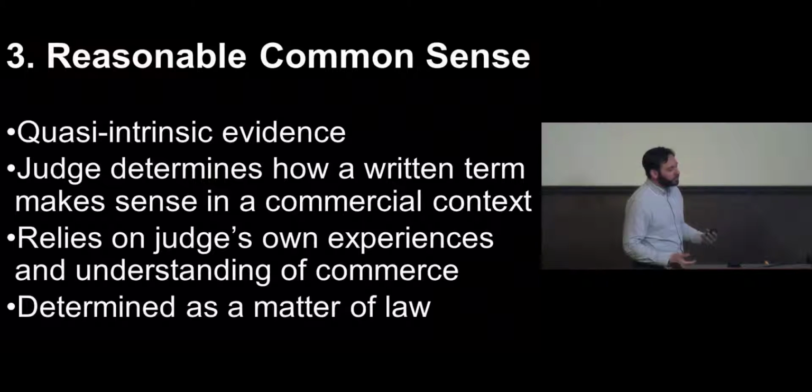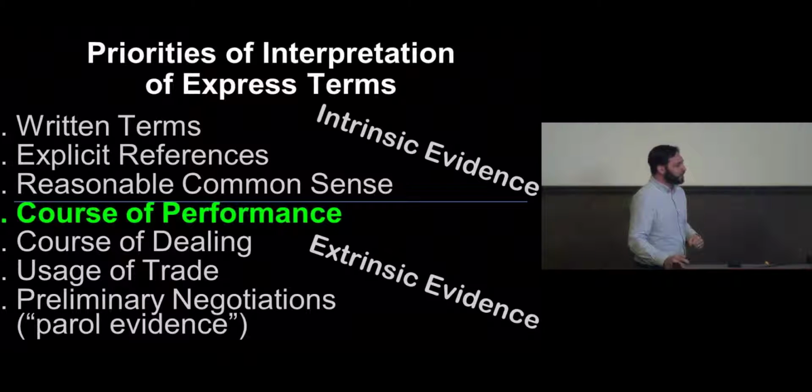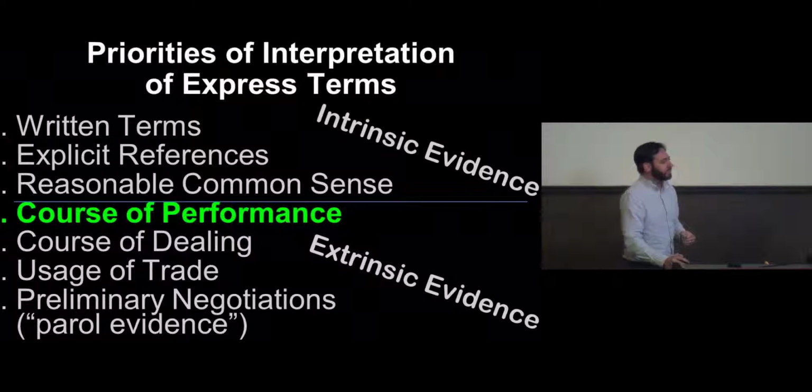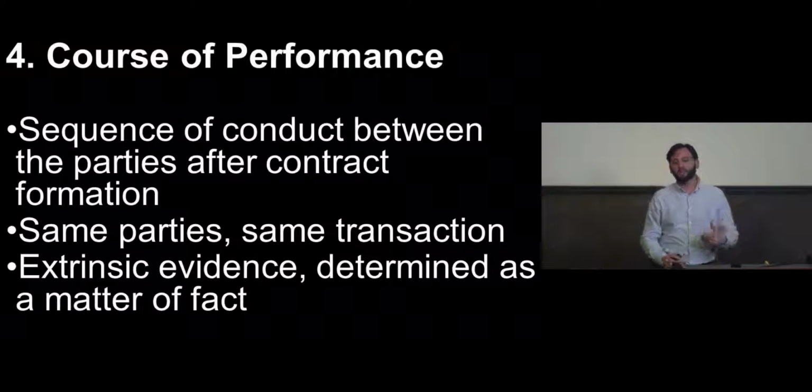So this again was a type of interpretation using the intrinsic evidence, but again it was getting there in that borderline of whether it was including some extrinsic evidence, some outside facts and understanding as well. Then we looked at course of performance in that case, and course of performance is the sequence of conduct between the parties under that particular agreement.